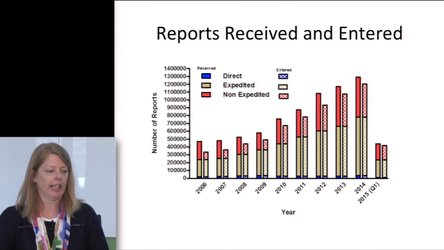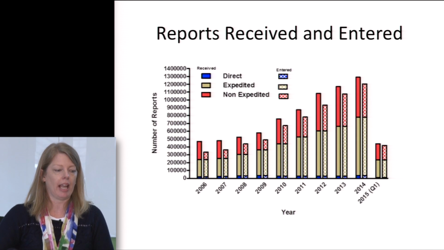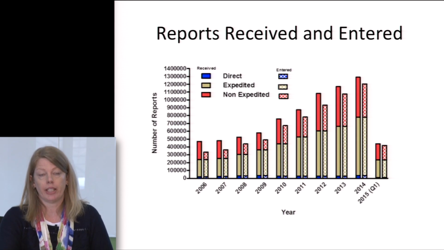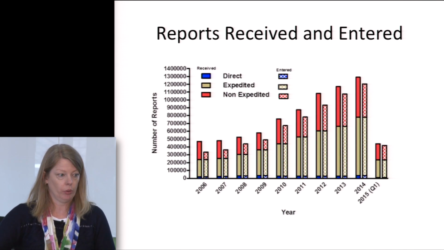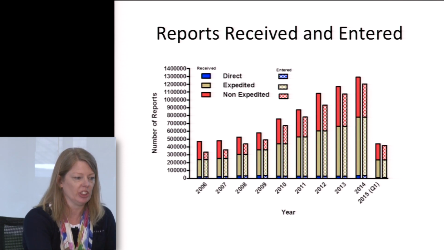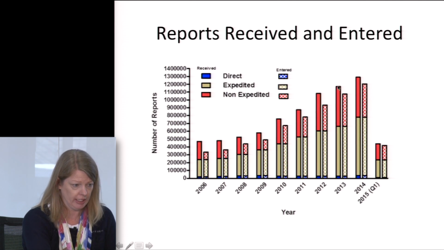The non-expedited reports come from the manufacturer, and they submit them like every quarter for the first 3 years after they're approved, and then every year after that. So you have different kinds of reports. This is just breaking it up by reports. But you can see the reports are pretty much steadily increasing over the last few years.